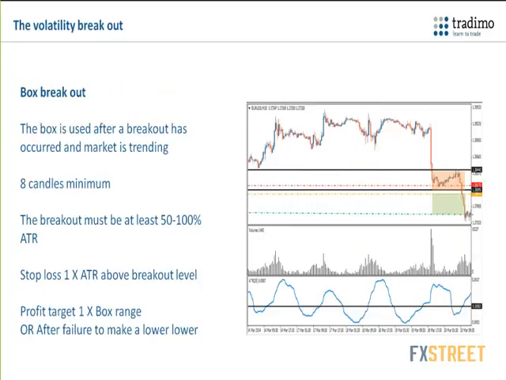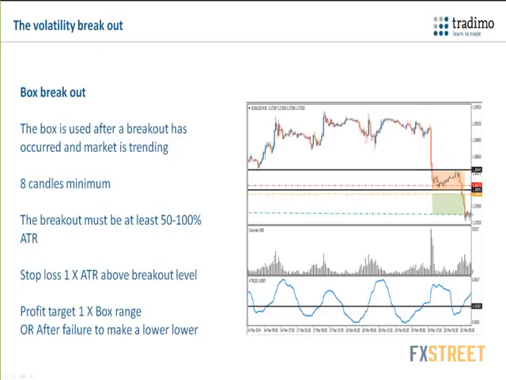Similar to our opening range, but it can occur after an initial breakout has occurred. We're looking for a market consolidation. And with this particular method, it's very, very simple. You wait for a minimum of 8 candles to form. You move the line as the 8 candles form.